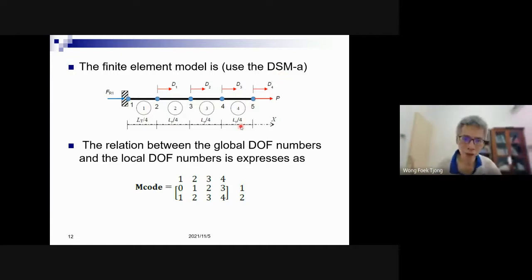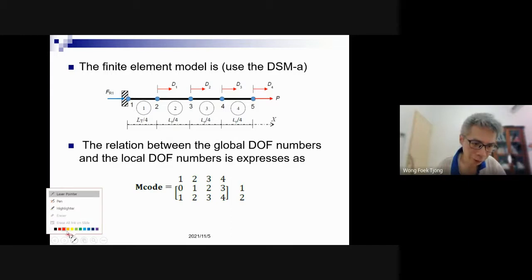As usual, we should write the connection between local numbering and global numbering, because each element has local numbering as well. So this is for element number 1. We have D1 for element number 1 and also D2 for element number 1. The connection between local numbering and global numbering is given by this.